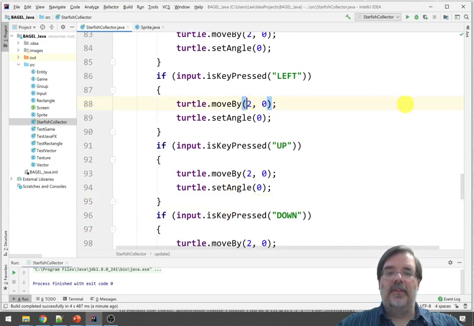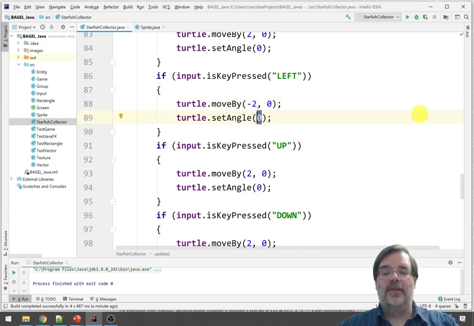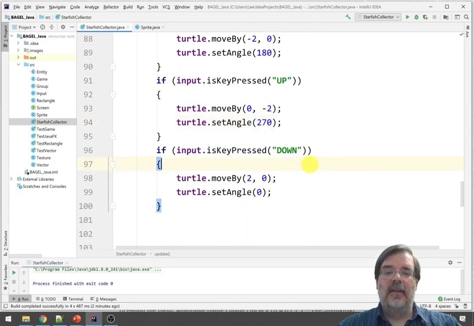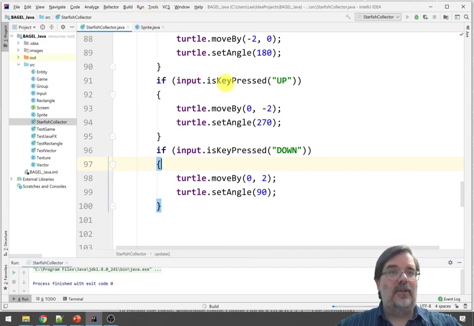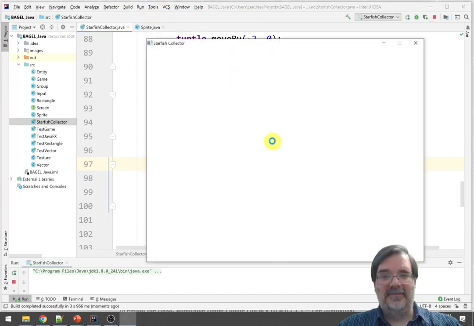And let's see, moving to the left, that's moving by -2. Facing to the left is 180 degrees. Going up, that's moving by -2 along the y-axis. That angle will be 270 degrees. Finally, moving down, we want to increase the y value, and we'll set the angle to 90 degrees. All right, let's give that a save and a run. If everything goes according to plan, the turtle should now be looking where it's going.